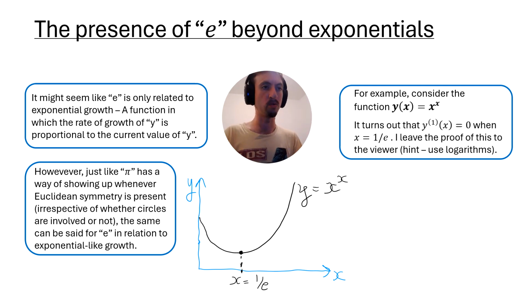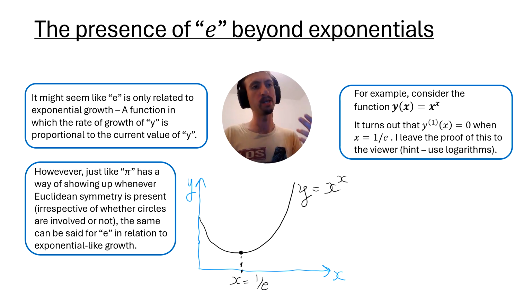So let's take a question for example. Let's ask, when is the first derivative of our function y equals x to the x 0? Now, as I said, x to the x is not an exponential function, and yet, if you differentiate x to the x, you can work out that the derivative of x to the x is 0 when x is equal to 1 over e. So e has appeared even though y is not an exponential function.